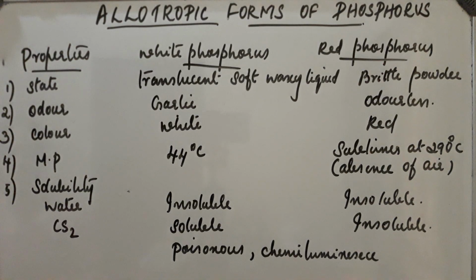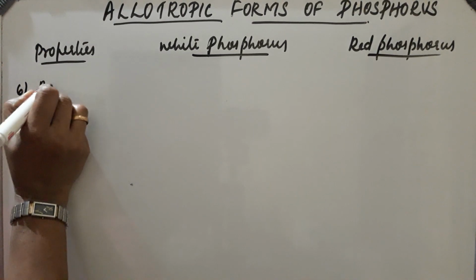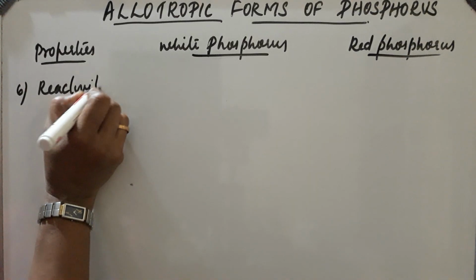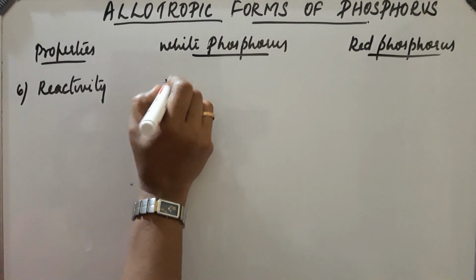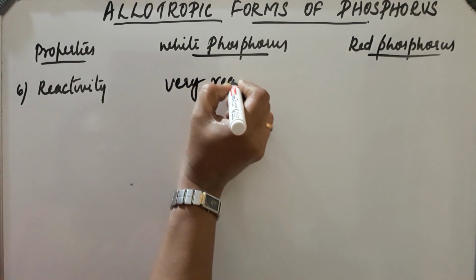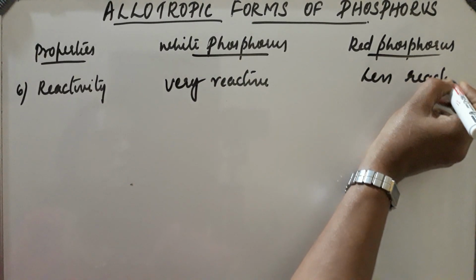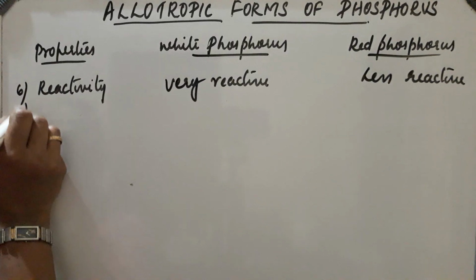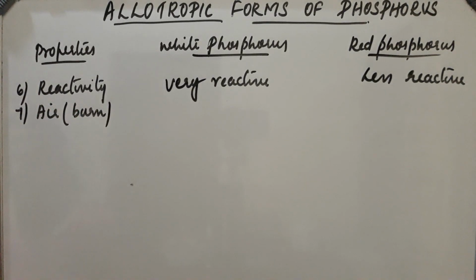Now, let us discuss the different chemical properties. The next property is reactivity. White phosphorus is very reactive and red phosphorus is less reactive. Next point, air. Red phosphorus burns in air. What about white phosphorus?